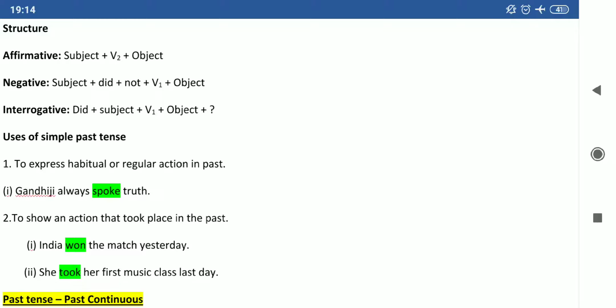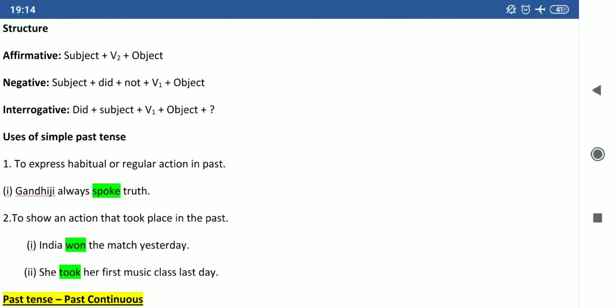In simple present tense, you were using first form of verb. In simple past tense, you are using second form of verb. And for negative sentence in simple present tense, we use do or does. And second form of do is did. So here in simple past tense, we'll use did to frame a sentence with simple past tense.